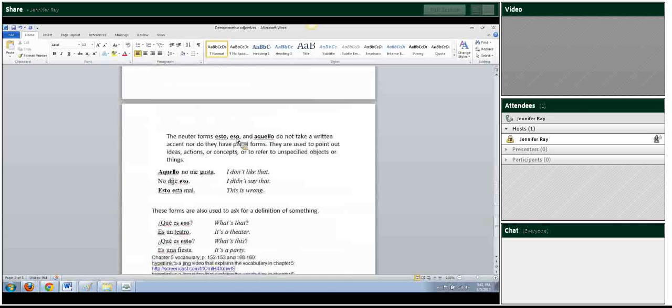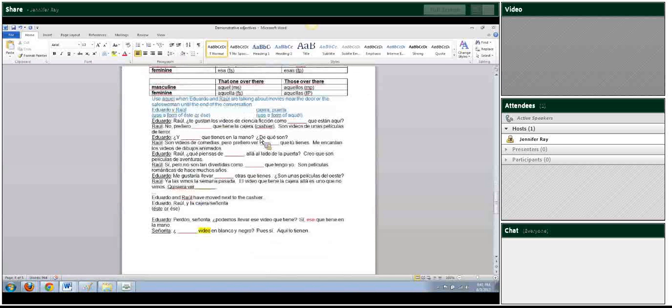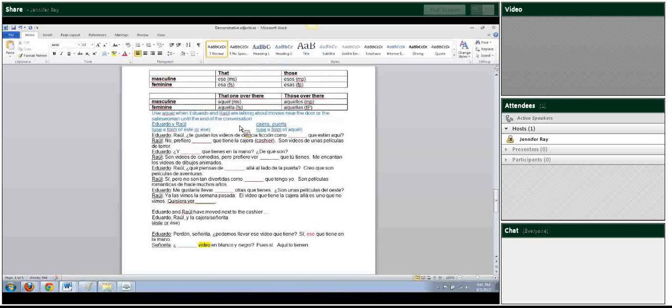Okay, so let's do a little bit of practice with that. I've got a little paragraph here between Eduardo and Raul, and they are in a video store trying to talk about what movies they should rent. So whenever the dialogue is going on between Eduardo and Raul, you're going to use a form of este or ese. And whenever they refer to the cajera, the cashier, or the door, you're going to use a form of aquel because they're talking about something that's far from them.